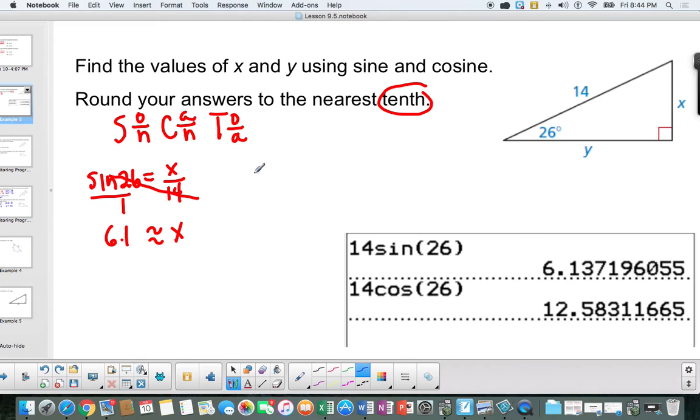Now let's work with the cosine of 26, and the cosine of 26 will be the adjacent, which is y, over the hypotenuse. Make it look like a proportion, and you're just going to multiply these two, which I've done in my calculator, and so y is approximately 12 point, now here's the tenths place, but because the next door neighbor is over 5, we round it to 6.